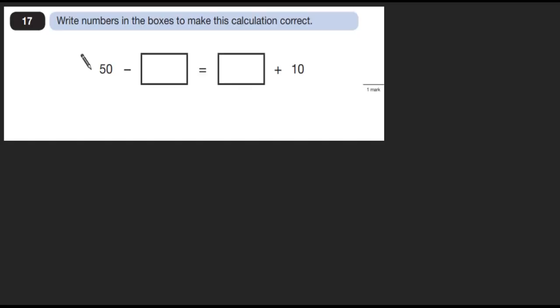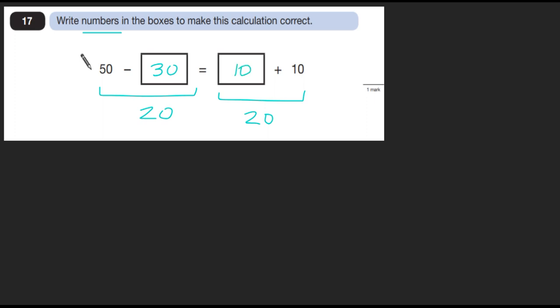Question number 17, write the numbers in the boxes to make this calculation correct. You can do any numbers, right? Let's say if I put 20 here, right? Oh, I don't want to put a 20, just put something else. So if I put 30, what is the answer you will get? 50 take away 30 is 20. And if I want to get 20, I need to put 10 plus 10.